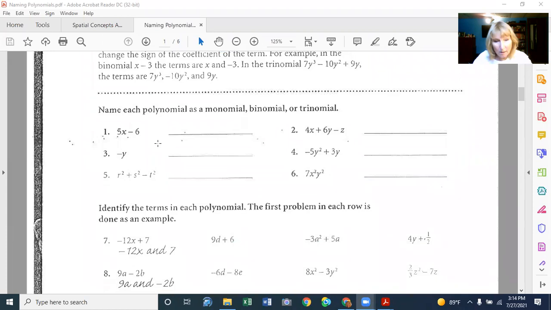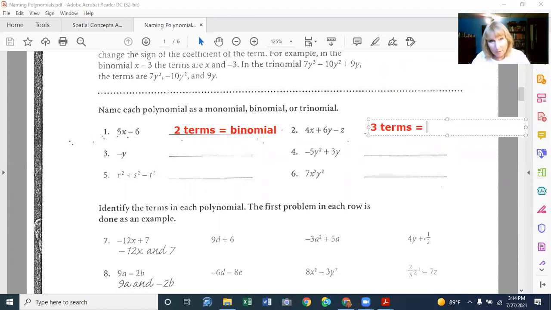So number one, name each polynomial. We are going to count the number of terms. We have a 5x and a minus 6. So how many terms is that? That is 2 terms, so that would be a binomial. Number 2, how many terms do you see there? Well, I see a 4x, I see a 6y, and I see a z. So that would be 3 terms, which equals a trinomial.